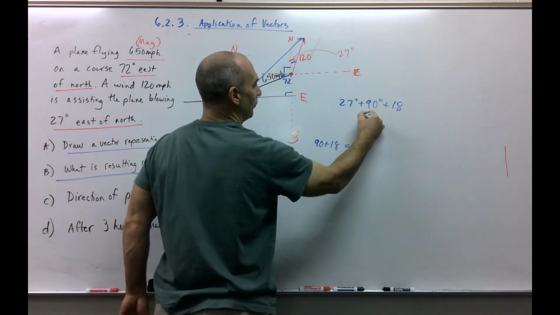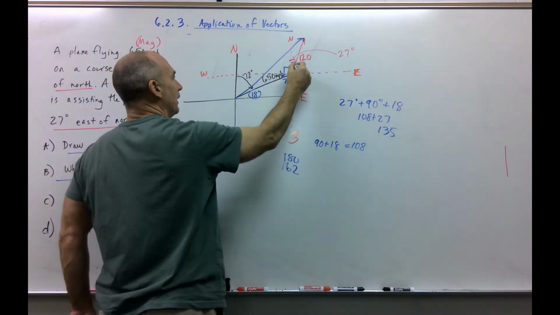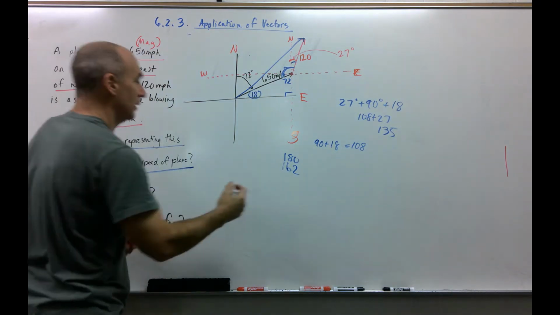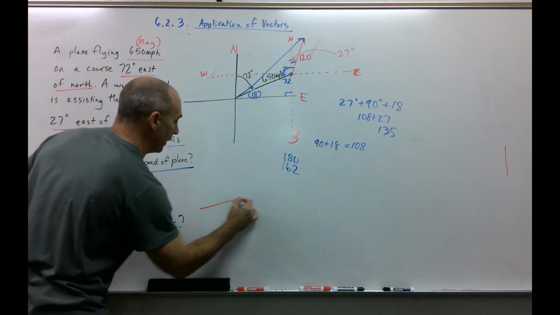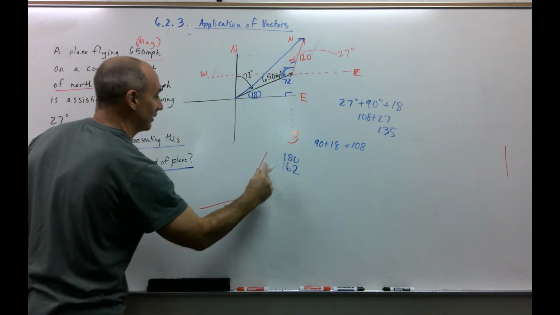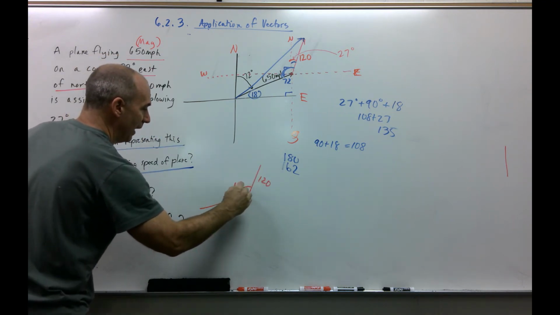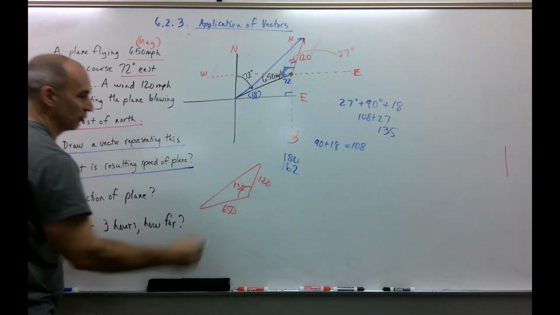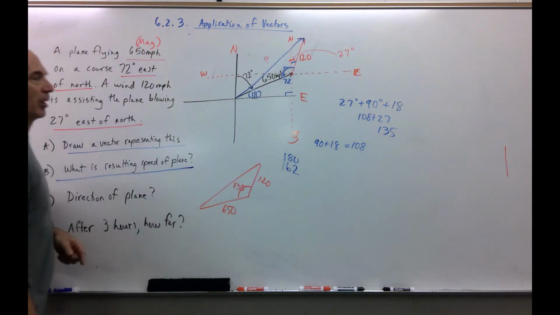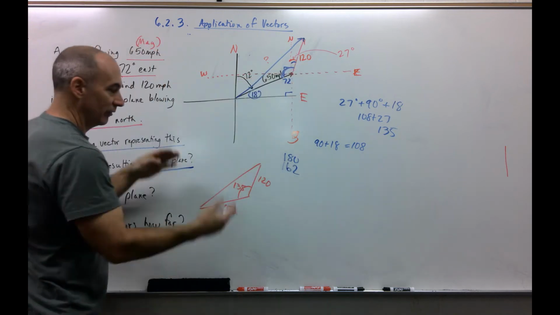Learning as I'm teaching. 108 plus 27 is 135. So, this angle is 135. Why is that significant? Because now I have a triangle. I'm going to draw it right here. Ish. 650. This is not to scale, so forgive me for that. 120. This is 135. And that is what we need to find. If we can find that, that is the magnitude of our resulting situation with our airplane's magnitude and the magnitude of the wind. So now we've got this situation.